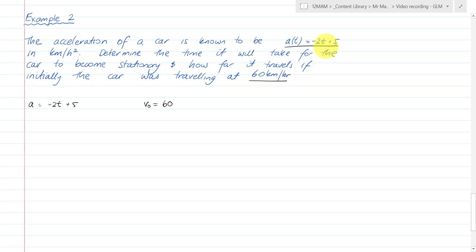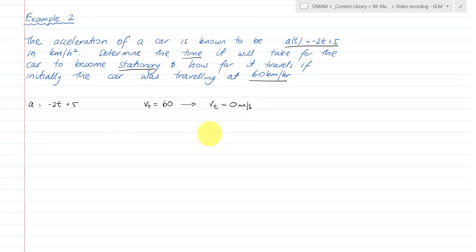Now, there's not a lot of other obvious information here, but the question says determine the time it will take for the car to become stationary. So when the car becomes stationary, that's when the car has stopped moving, which means we want to know how long does it take to get from v0 60 to vt equals 0. It'd be easy to get tricked into the question here, and I might be wrong, but I suspect at the moment we don't actually have to find a displacement model. We only need a velocity model. We just need to find the time when velocity is 0.